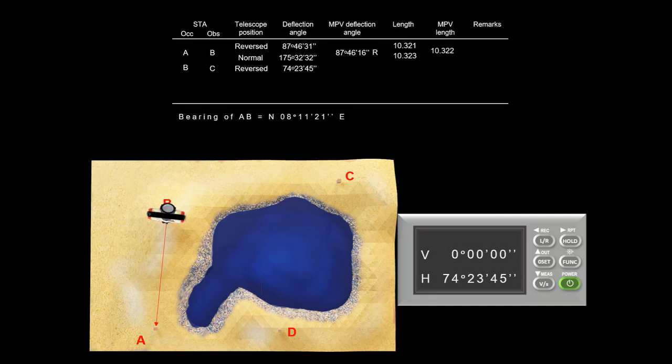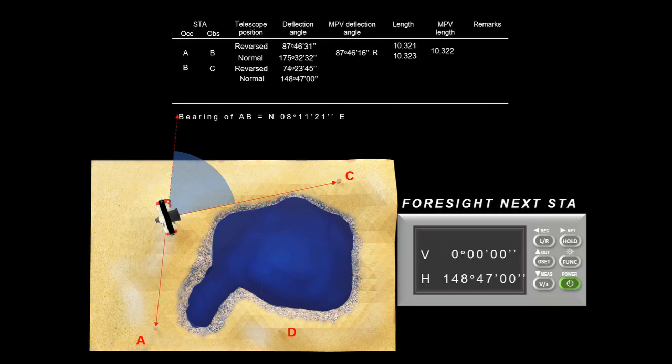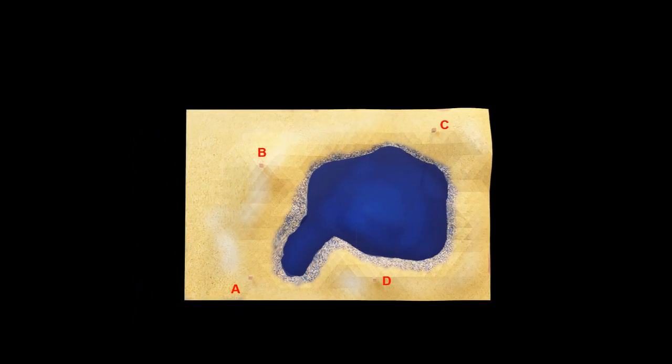Normalize the position of your telescope. Release the hold on your reading. And have a foresight onto the next station. Have your data recorded in your table. And compute for the MPV of the deflection angle by dividing the final angle reading with the number of repetitions. Have it recorded in your table as well as your data for the horizontal distance of line BC. You repeat the same procedure until you get done in all of the stations of your traverse.